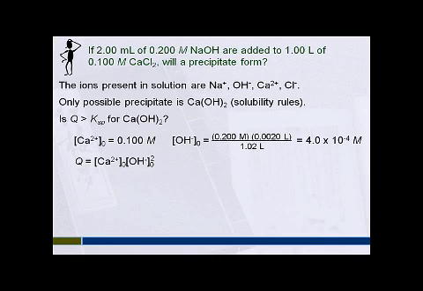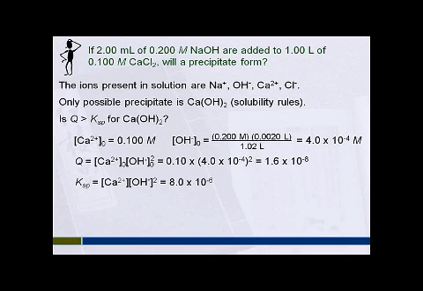The Q, or ion product, is equal to 1.6 times 10 to the minus 8. You go to the table and look it up, and you determine that the Ksp for calcium hydroxide is 8 times 10 to the minus 6. 1.6 times 10 to the minus 8 is less than 8 times 10 to the minus 6, so the Q is less than the Ksp, and no precipitate will form. That's the analysis that you would do for this kind of question.